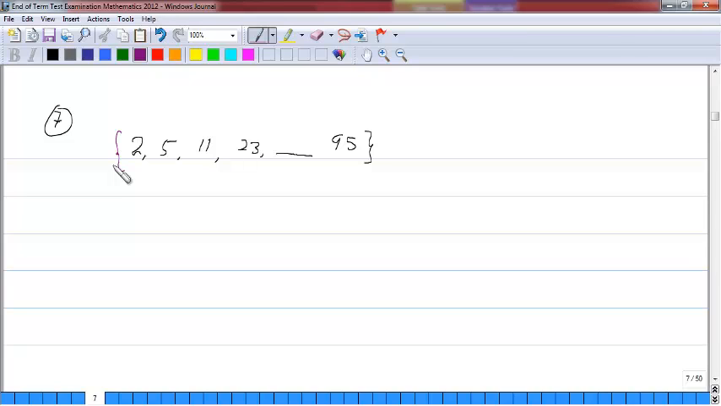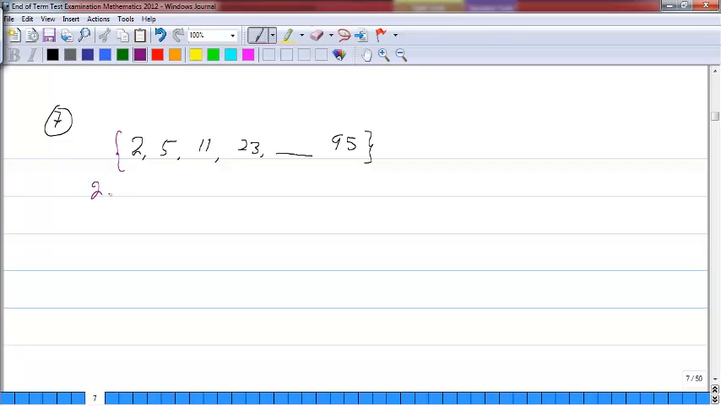Number 7, they asked us to fill in the missing number. Between 2 and 5, we have 2, and we have 3 more things. Between 5 and 11, we have 5 more and 1. So we have 5 and 5 and 1. Between 11 and 23, we have 11 and 11, 22 plus 1. Okay, let's see if this works out. Between here, it appears that each time they move up, they are doubling the number, and adding 1.